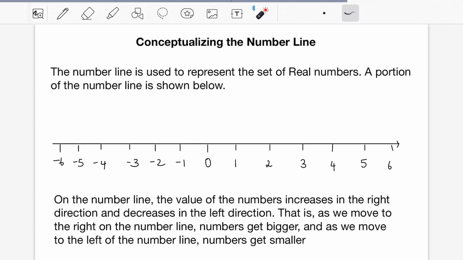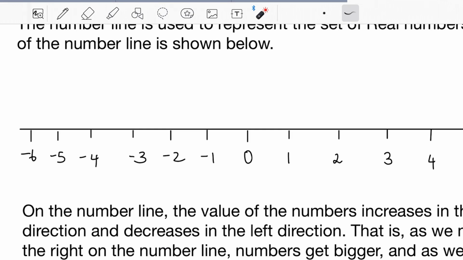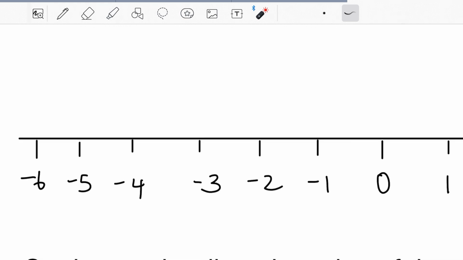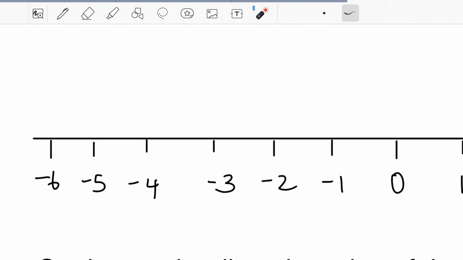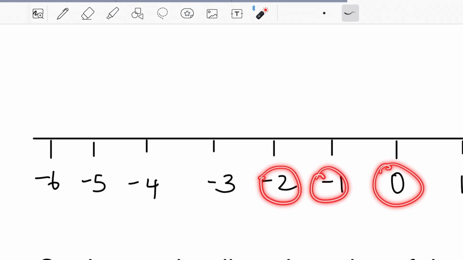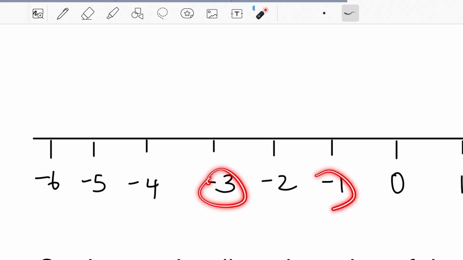Okay, so focusing on the negative section, going from 0 to -1, your numbers are getting smaller. So -1 is actually smaller than 0, and -2 is smaller than -1, -3 is smaller than -2, and so on.